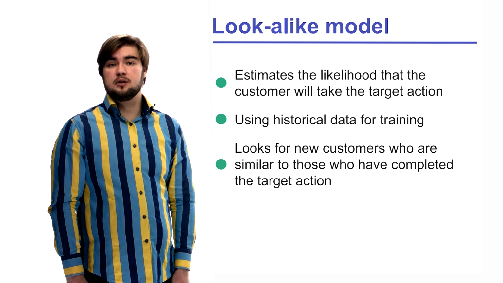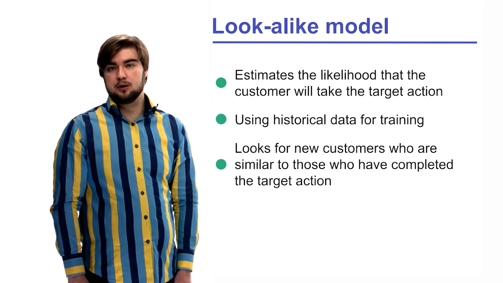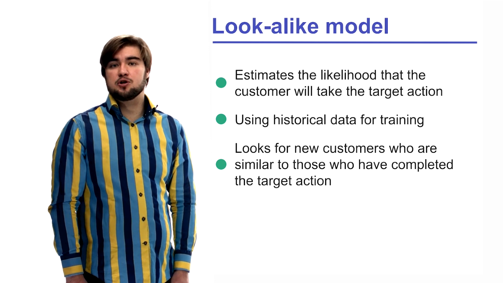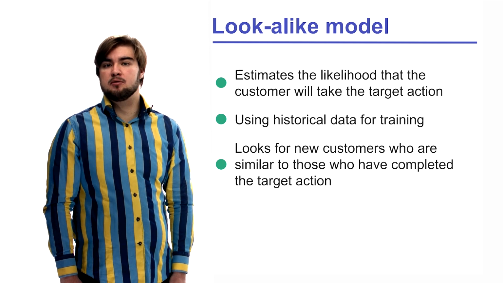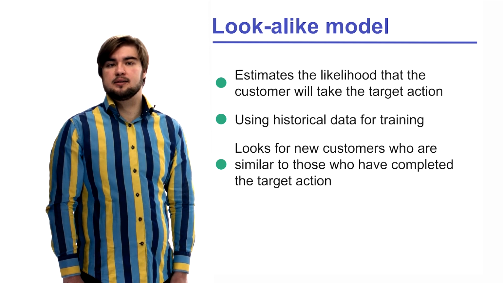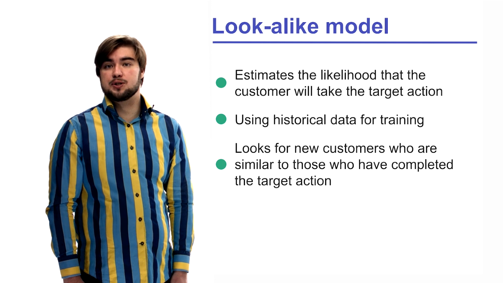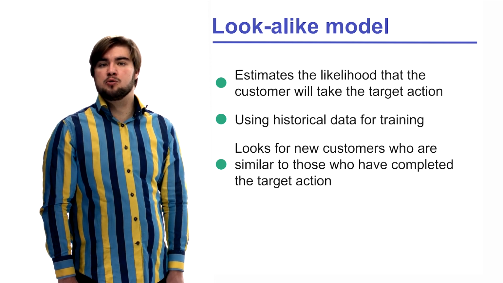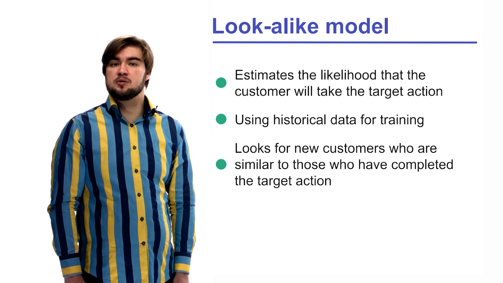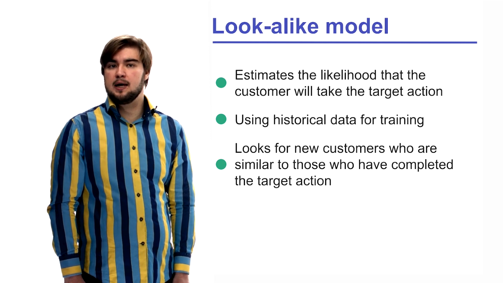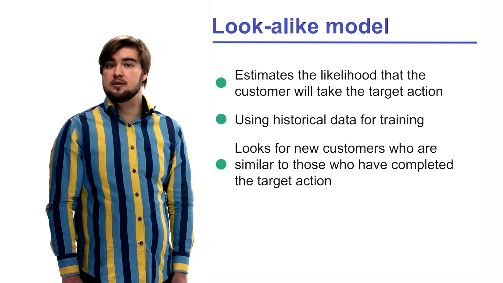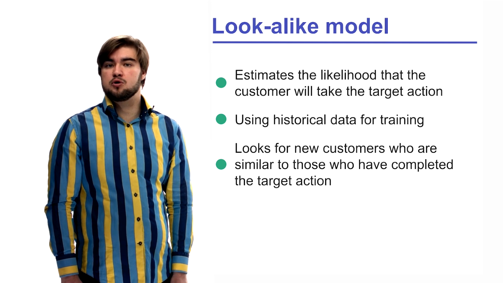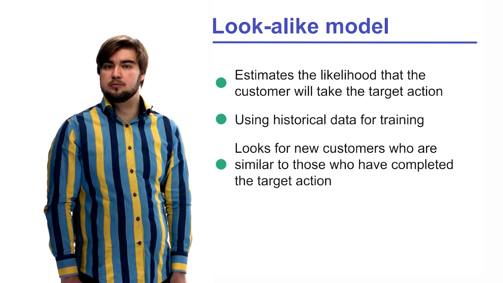The easiest option is a so-called lookalike model. It takes the features of the client and predicts the probability that our client takes the target action. For example, buying a new product. As a training sample, we will use historical data, which customers previously agreed to purchase and which did not. Thus, the lookalike model will search for new customers similar to those who performed the target action.